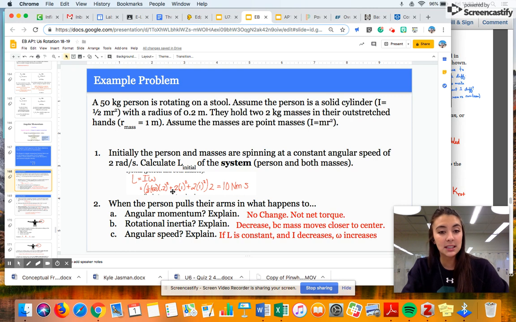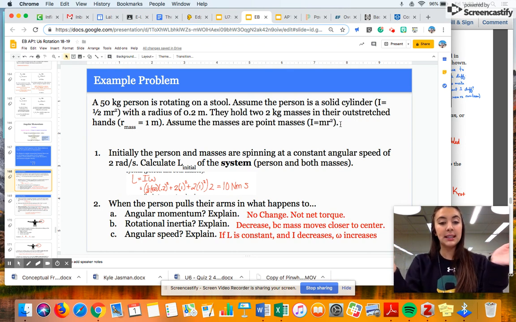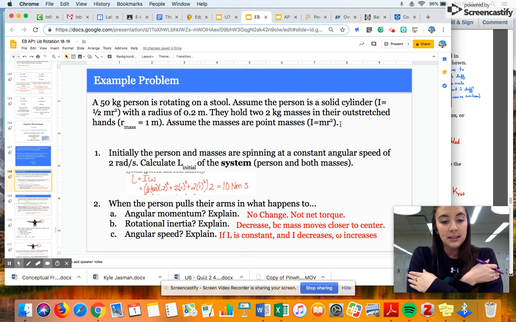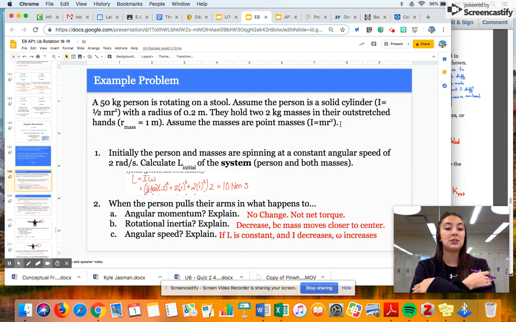So to find the I of the system, I'm going to add up the rotational inertia of all the pieces. So the rotational inertia of me, and then the rotational inertia of this mass in my hand, and the rotational inertia of this mass in this hand. So if I do 1/2 mr squared plus mr squared plus mr squared times my omega, I can calculate the initial angular momentum of the system, which if you look at my work here, we get 10 Newton meters second, okay? As the person initially has an angular momentum of 10 Newton meters per second, if they bring their arms in, the angular momentum still doesn't change. It should still be equal to the initial because there is no net torque.